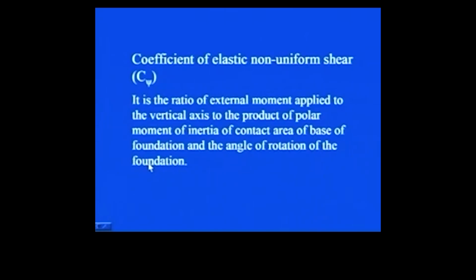So while you find out the equivalent spring constant, you have to take the ratio of external moment which you are applying to the vertical axis to the product of polar moment of inertia of contact area of the base of foundation and the angle of rotation of the foundation.